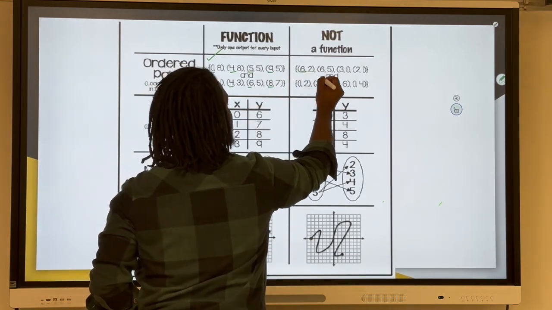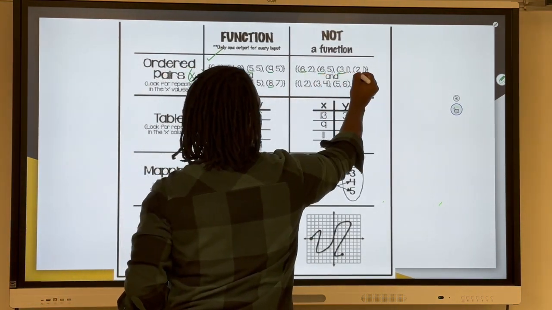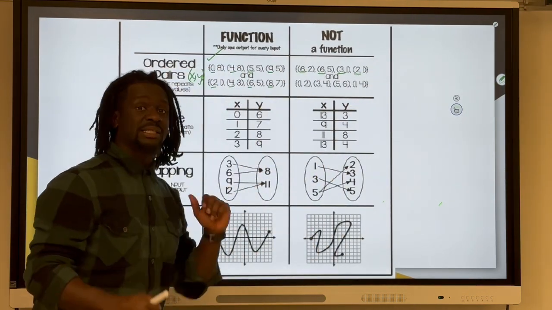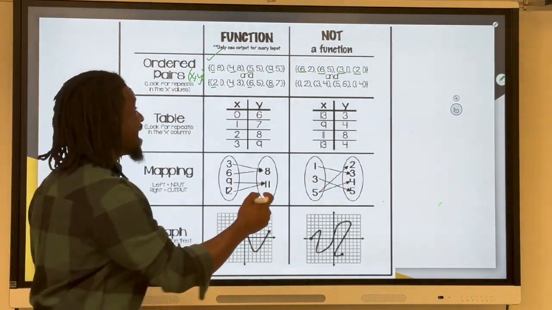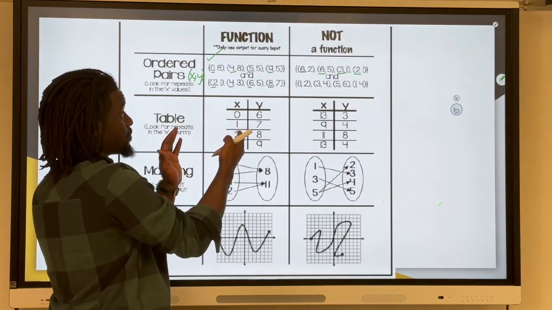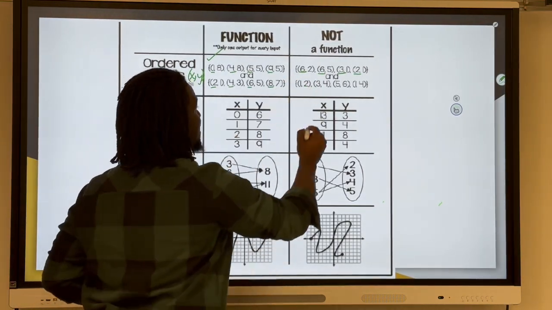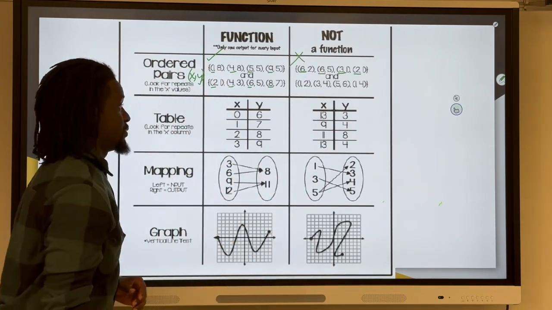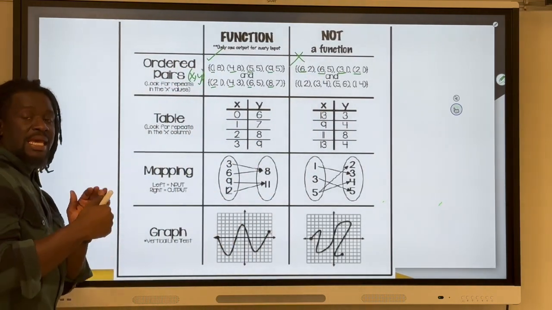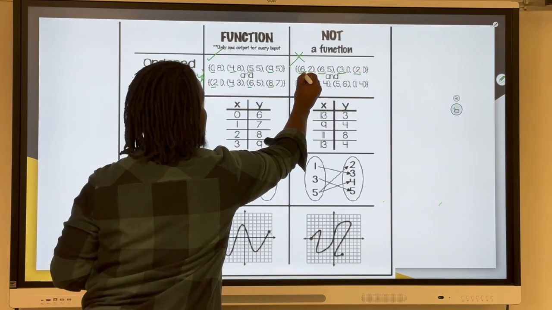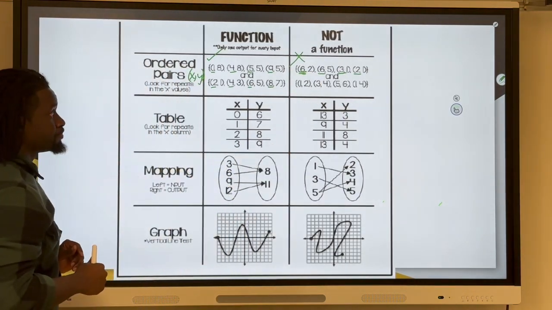Now, let's look at the next one. You've got 6, then another 6, then 3, then 2. Because the first number is the X, and the 6 is repeated, the X's are repeated. This is not a function, because the X is repeating.